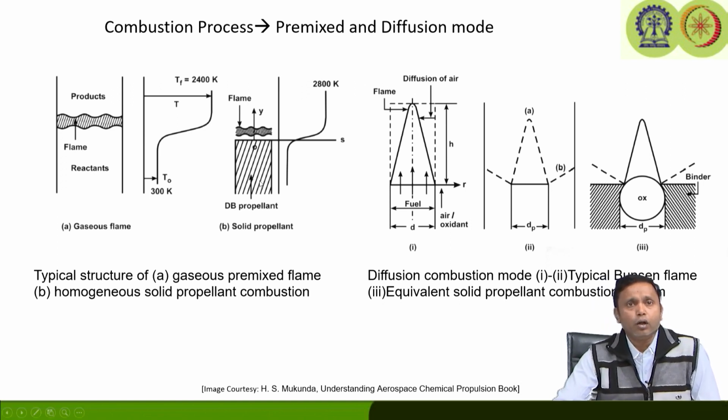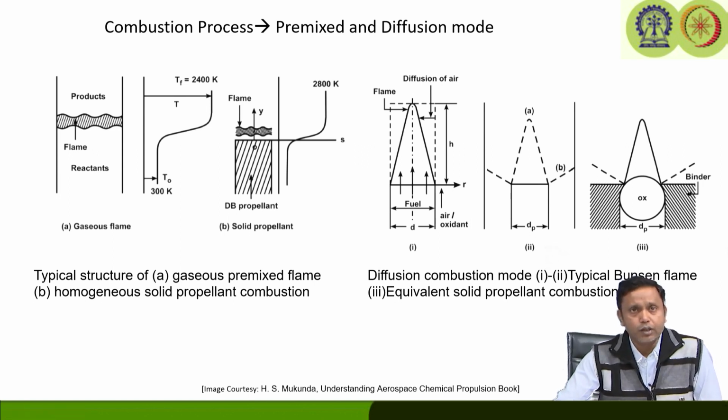If you recall, we talked about the DB propellant or the double base propellant, which is a homogeneous propellant. Upon decomposition of the double base propellant, various gaseous species will be formed. Those gaseous species will be fuel and oxidizers, so they may mix together and form the premixed flame. So, in the case of double base homogeneous propellant, there is a possibility of a premixed flame.